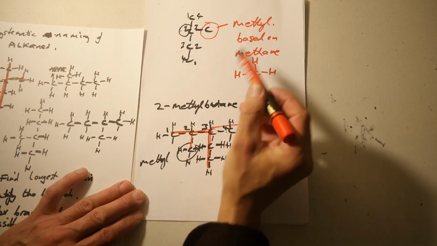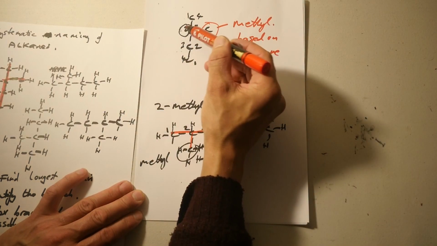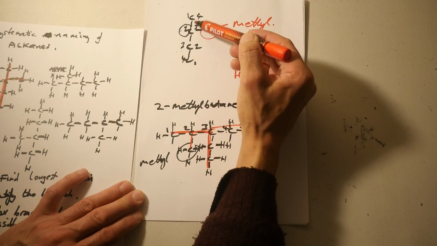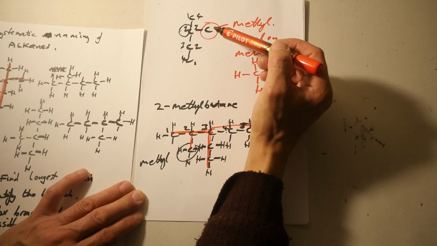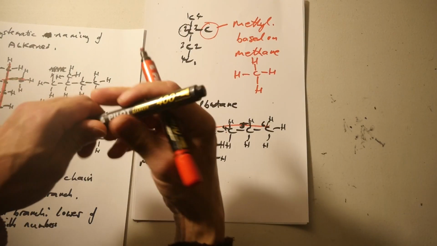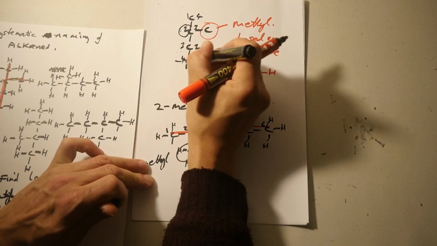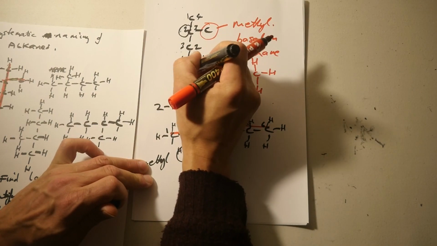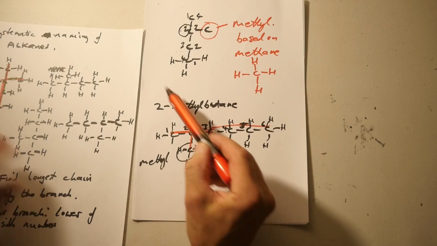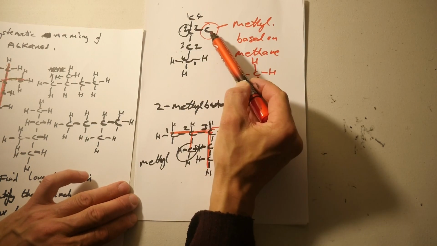So you write the name as 2, because it's on the second carbon, methyl, then butane, because the 4 carbon chain is butane. Okay? So the name of this molecule, and I should have all the hydrogens in, I'm just missing them out because it's a bit simpler, is 2-methylbutane.